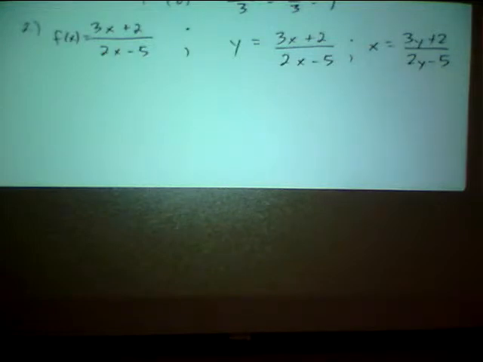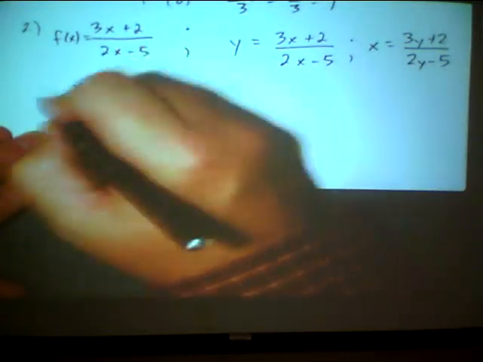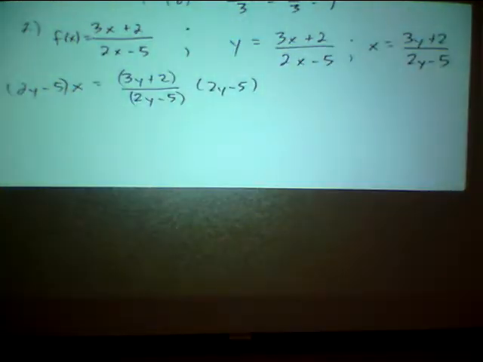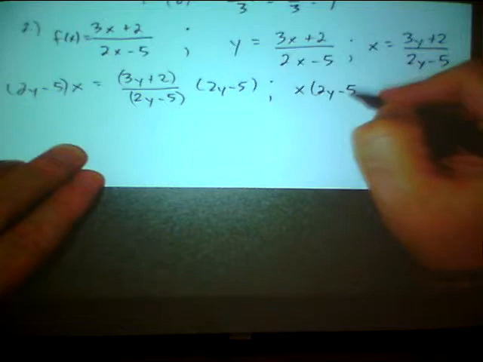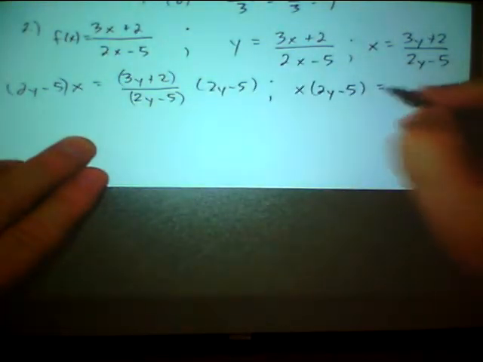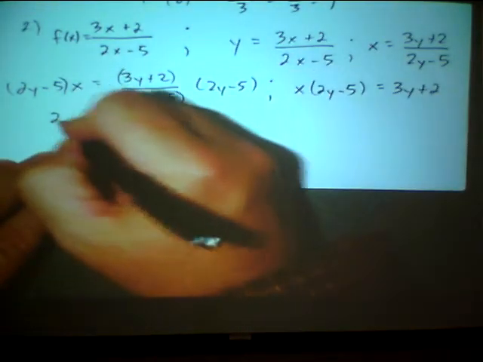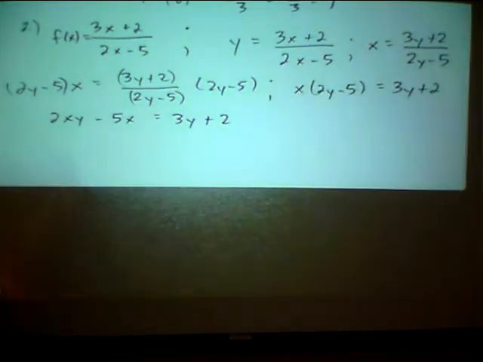And now I want to take this equation and solve it for y, which means getting y by itself. So let me rewrite it down here, because the first thing I'm going to do is multiply both sides by 2y minus 5 to get rid of my fraction. So when I do that, I end up with x times 2y minus 5. I simply put the x out front, equals 3y plus 2. I need to go ahead and multiply out the parentheses. So I have 2xy minus 5x equals 3y plus 2.